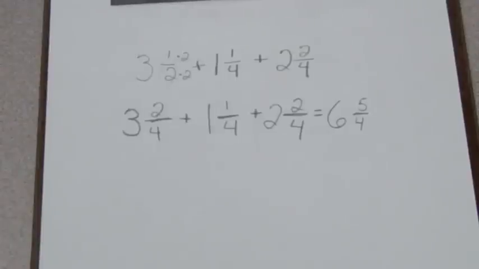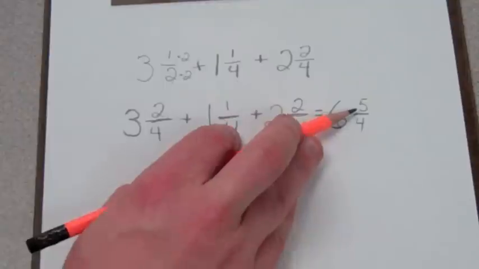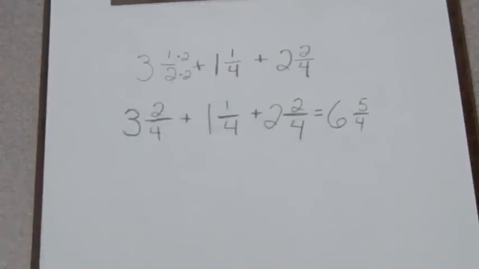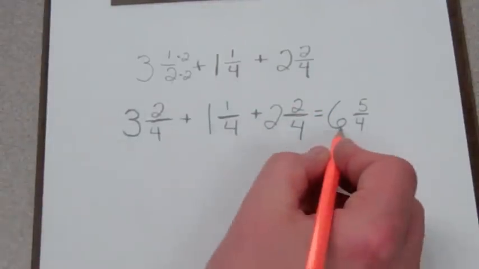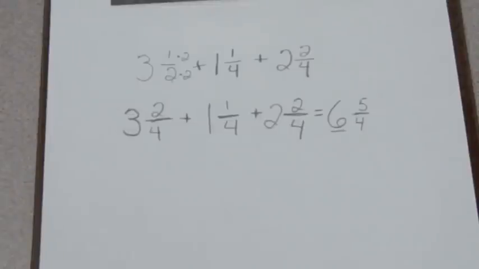Now I have to really think about my answer here and see, can I rename it or can I reduce it? 6 5/4. Well, I know, or we should know by now, that a fraction that is 4/4 or higher than 4/4 equals 1 or more. Now in this case, we have 5/4. This means that I have pizzas cut into 4 slices, but I have 5 slices of these pizzas, which means I have more than one extra pizza. So this says I have 6 whole pizzas plus another whole pizza and a little bit more.